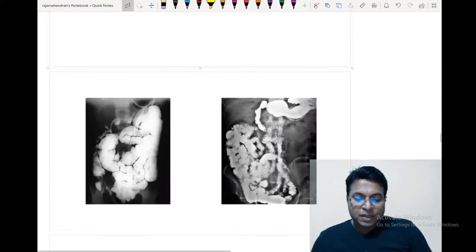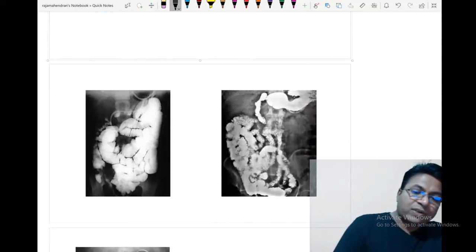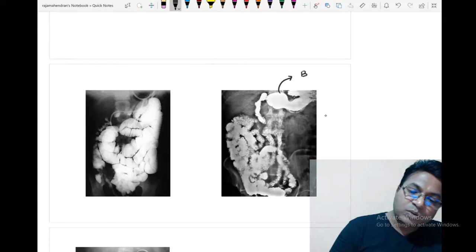Okay. So these are again the questions of investigations. I want to tell you, this is a classical investigation you would have seen. This is known as barium meal follow through.